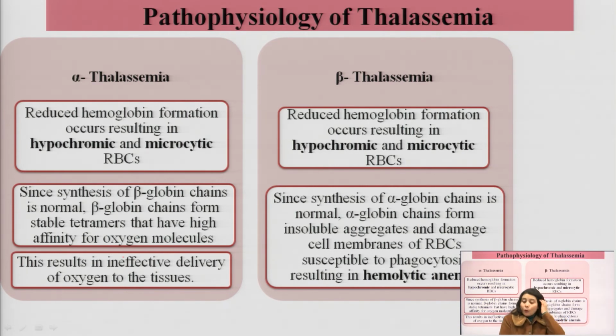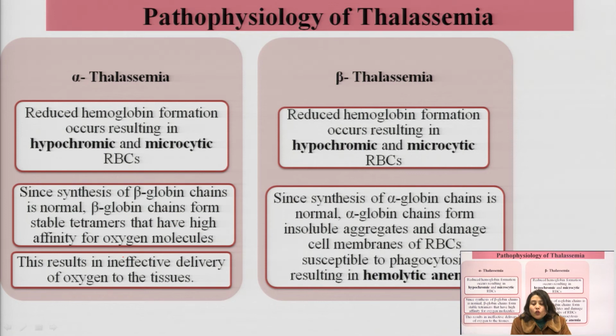All right. Now in beta thalassemia, what happens? In beta thalassemia, there is reduced synthesis of the beta globin chains, and alpha globin chains are being synthesized normally. So when the hemoglobin is formed, containing more of the alpha globin chains, there is a problem with these alpha globin chains. They have a tendency to form insoluble aggregates and then accumulate.